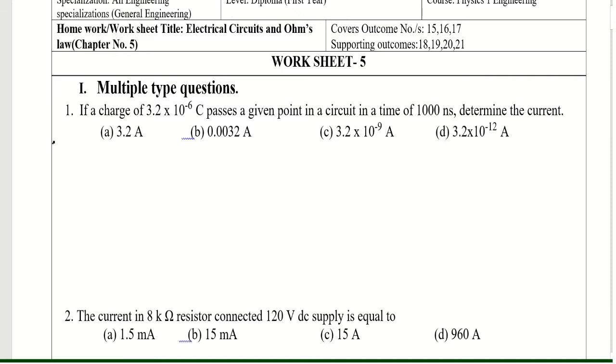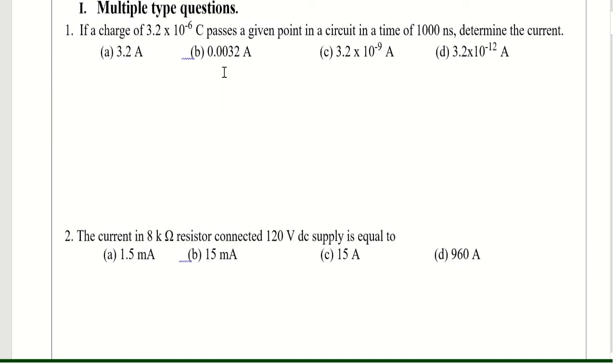Question number 1: if a charge of 3.2 times 10 to the power minus 6 coulomb passes a given point in a circuit in a time of 100 nanoseconds, determine the value of the current. So in this question you have to find the value of the current.